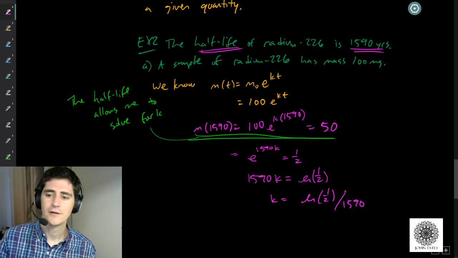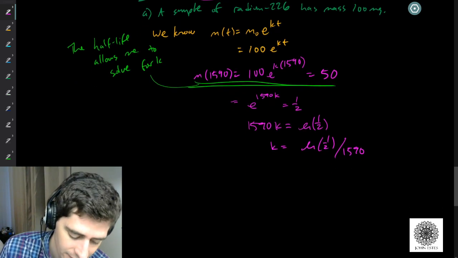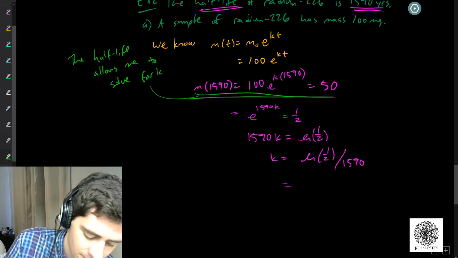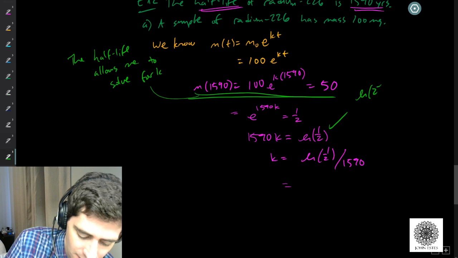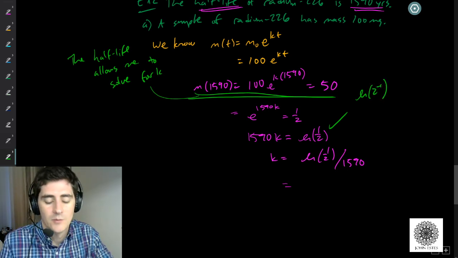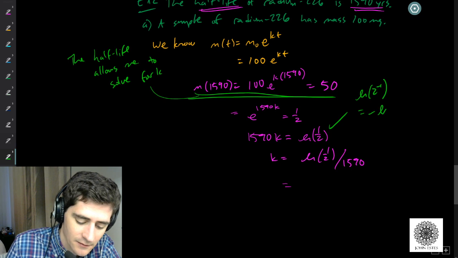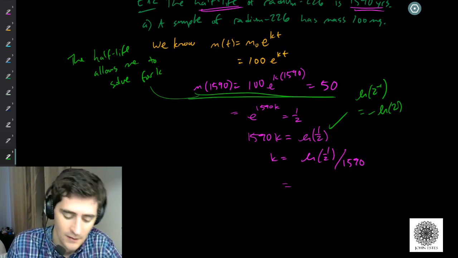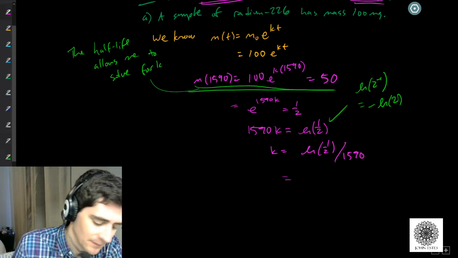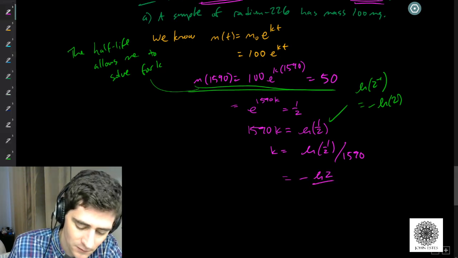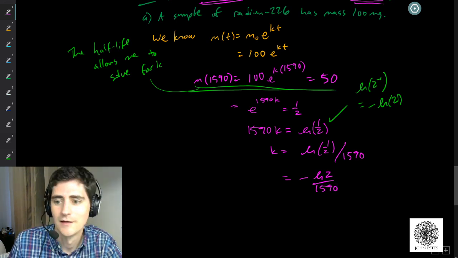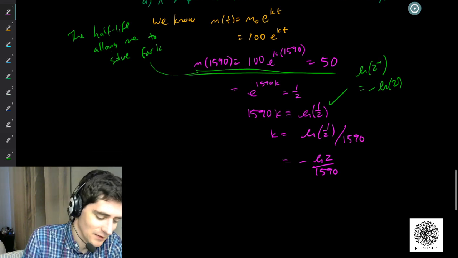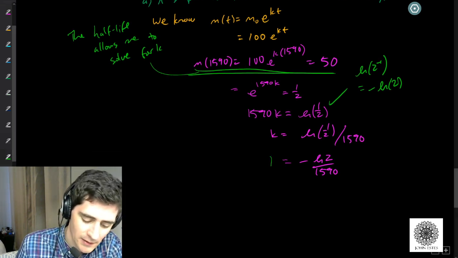We don't really like ln 1/2, so an easier way to say this is, remember, 1/2 is 2 to the negative 1 power. And remember, with logarithms I can take out exponents as a coefficient. So this is actually the same thing as negative ln 2 over 1,590, which is a neat way to rewrite that. Logarithms are kind of neat in that sense. So there's my value of k.